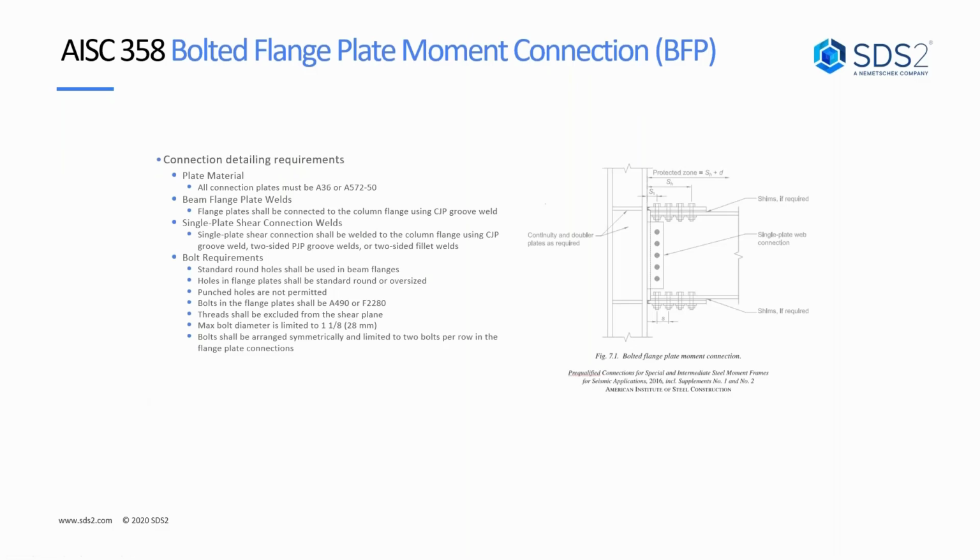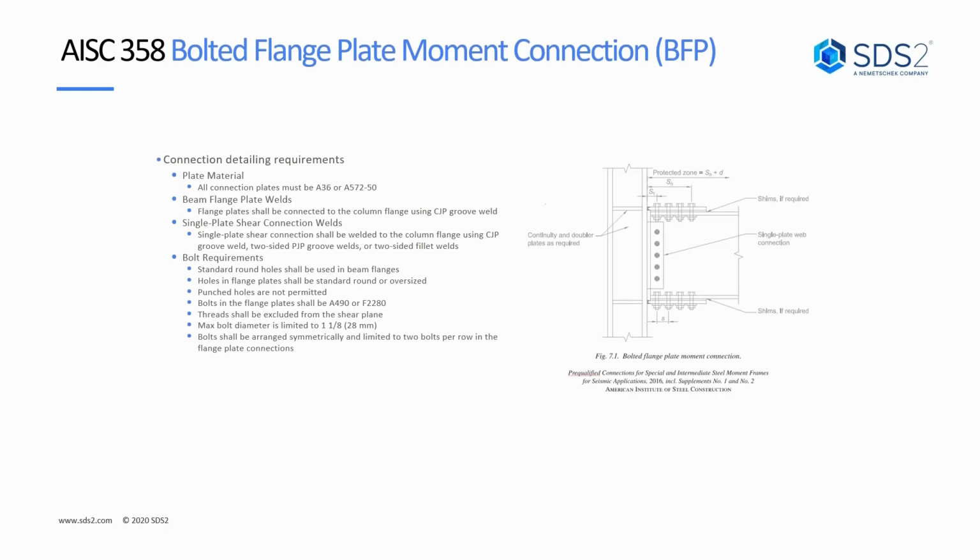So just a little more in depth on this BFP connection. There are some special requirements in the AISC 358 for that. So you're going to notice some specific grade materials to be used for the plates, the welds. So to attach those flange plates to the column, those are going to require CJP welds.